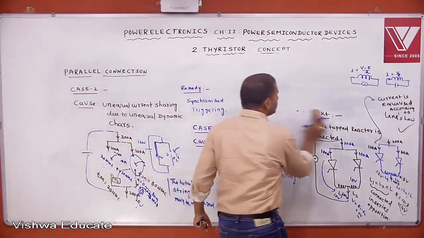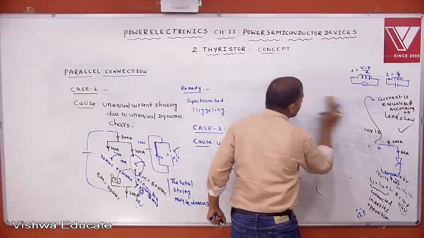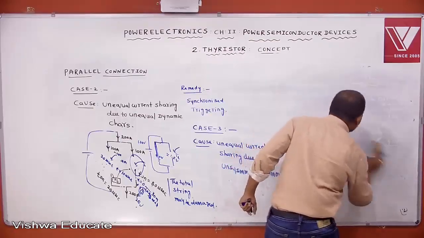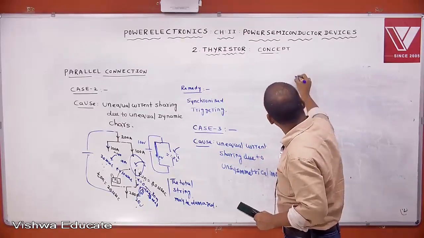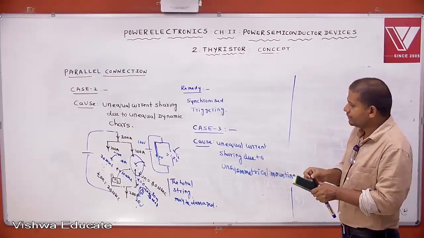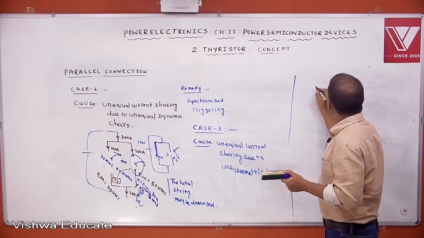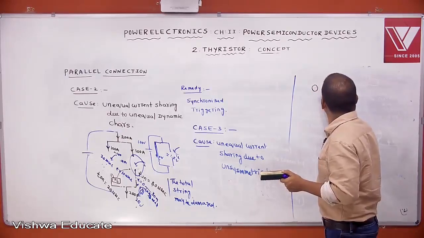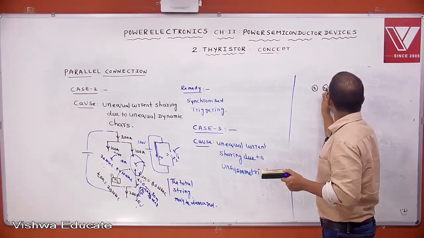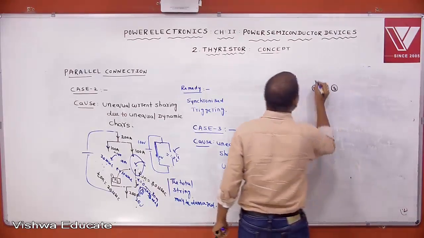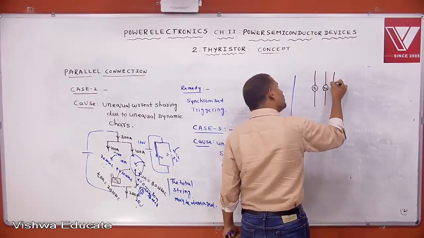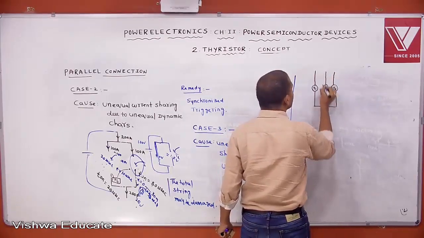What do you mean by unsymmetrical mounting? Let us assume that 3 thyristors are connected in parallel. I am connecting like this and mounting like this. This type of mounting is called unsymmetrical mounting. This is T1 thyristor, this is T2 thyristor, this is T3 thyristor, and these 3 thyristors are connected in parallel.